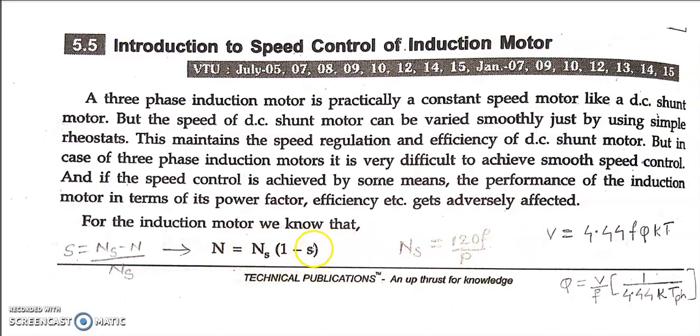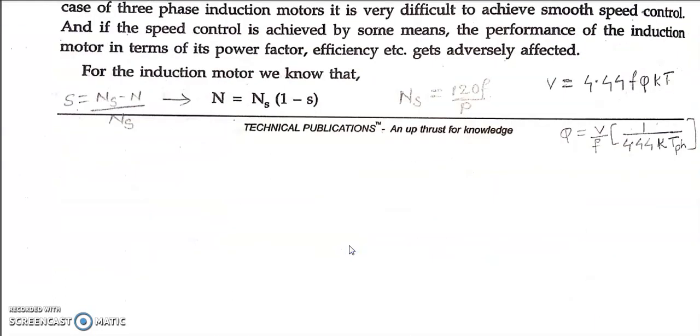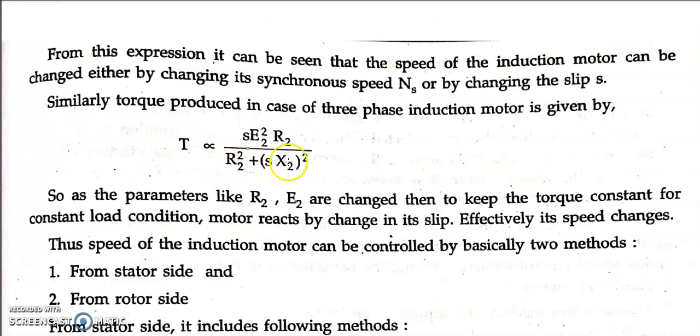Now, what if I change the slip? Okay, so we know that we can change the slip just by having control over this E2 and R2. We know this equation, we have already learned and derived it earlier. So if we somehow manage to control this E2 as well as R2, then what happens? Your slip will also get affected. We know that for a particular load, if the motor is running and E2 and R2 are changed, then to fulfill that same constant load, the slip value will change. If the slip value changes, then effectively the speed will also change.